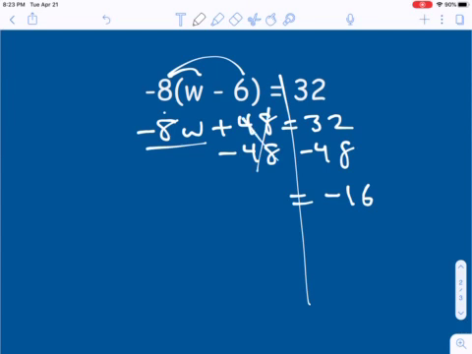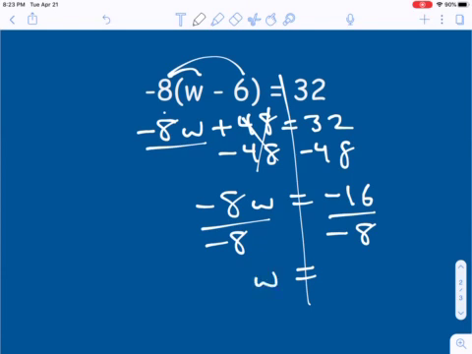This cancels, and then you have -8w, and then you divide by -8 because you always do the opposite of what's being done to the variable. Well, the variable in this case is being multiplied by -8, so we divide by it. And you do the same thing to the other side. And so you wind up with w equals positive 2.